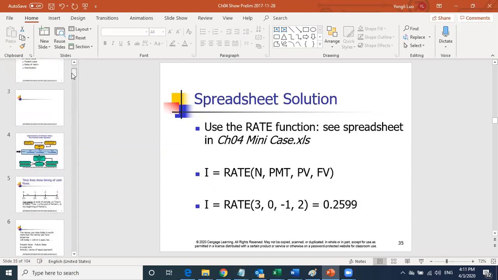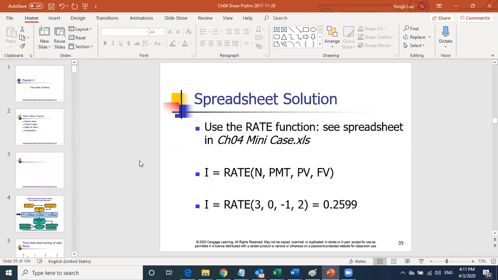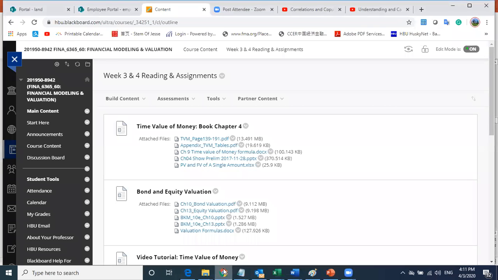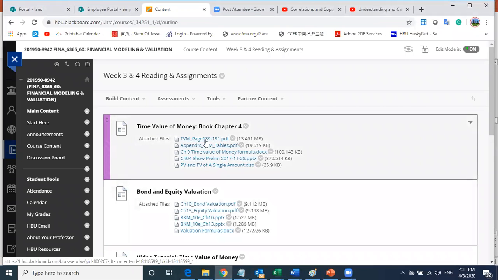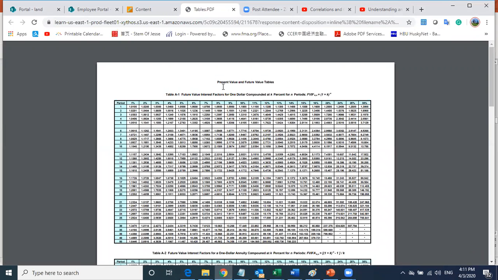Do you have any questions about that? No. Okay, good. So for this one, I think I have the time value of money table. So you have this one here. I want you to download this appendix time value of money table. When you download that table, it is called a factor table, time value of money factor table. So we have present value and a future value table.